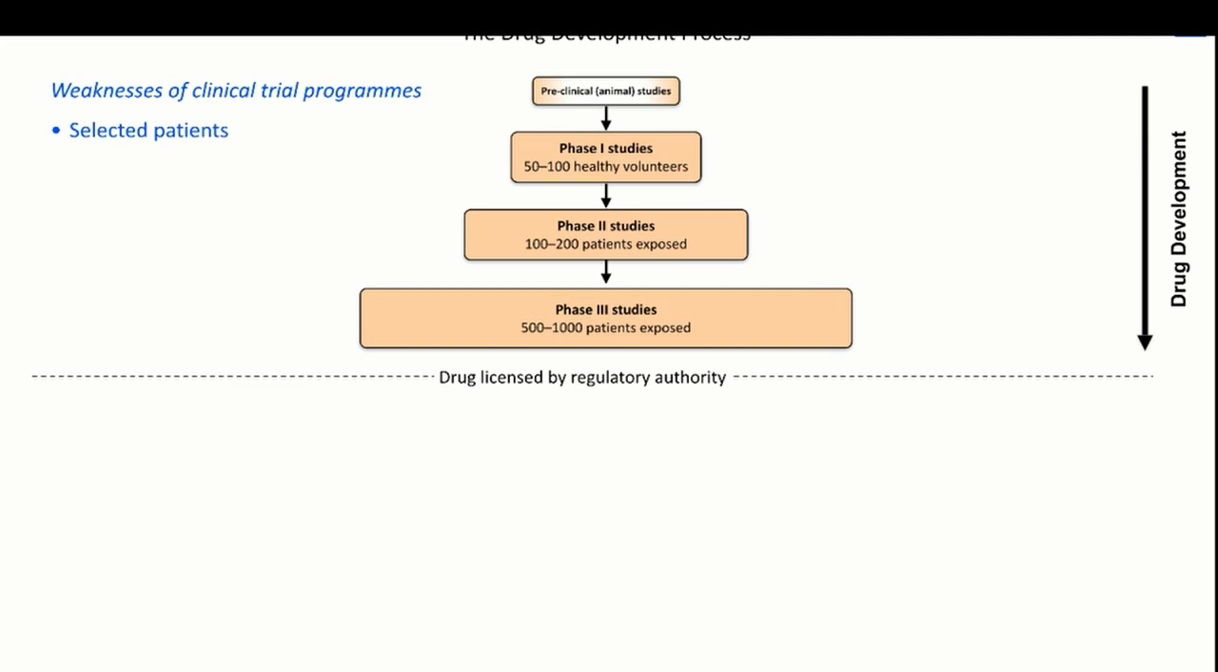Notably, they rarely include children, women of childbearing potential, and the very elderly. They also tend to exclude patients with multiple comorbidities taking other medicines. Few trials used for licensing will have sufficient numbers of participants to detect rare ADRs. In other words, they are underpowered.